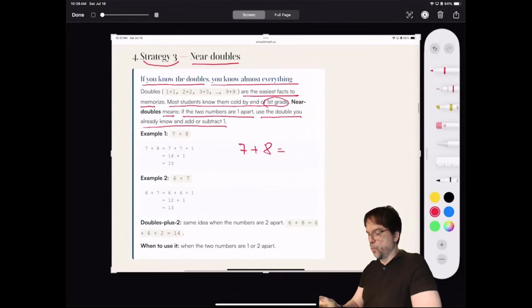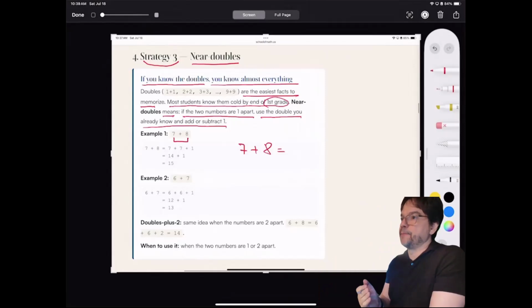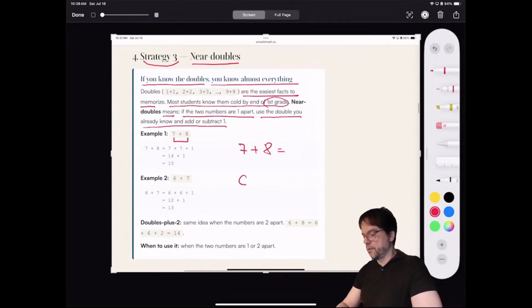Why? Because they are consecutive, one after the other. 8 is the consecutive from 7. Okay? Write it down. Consecutive.